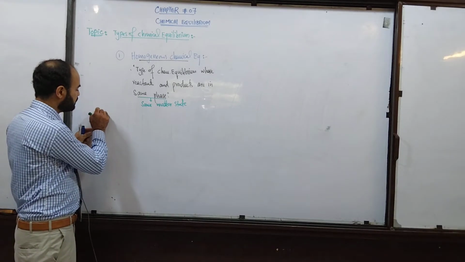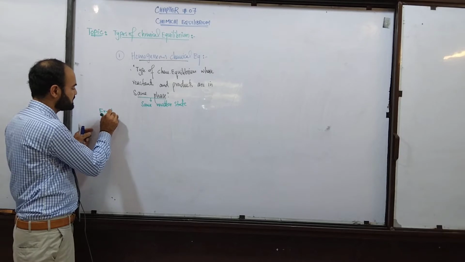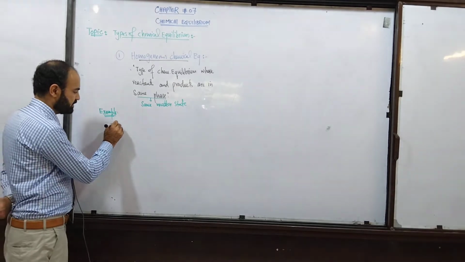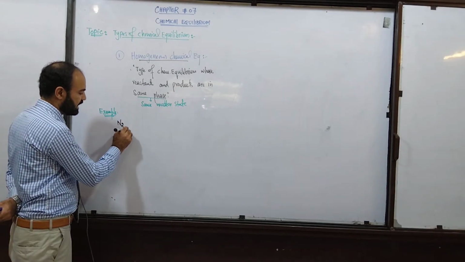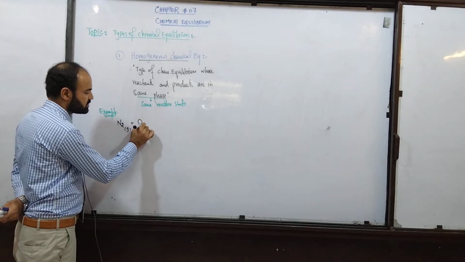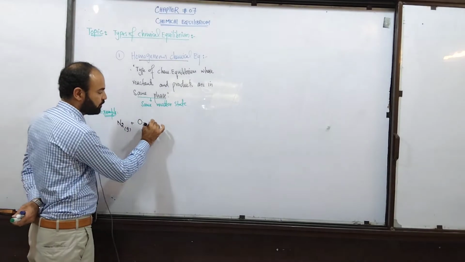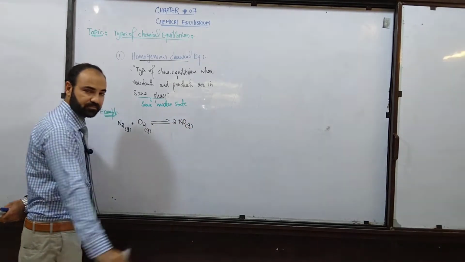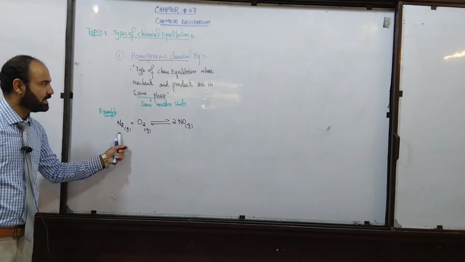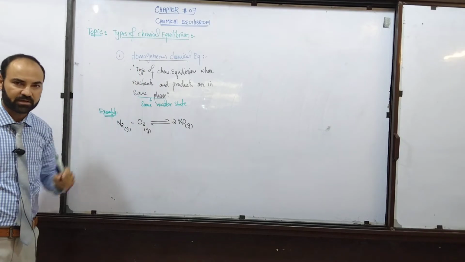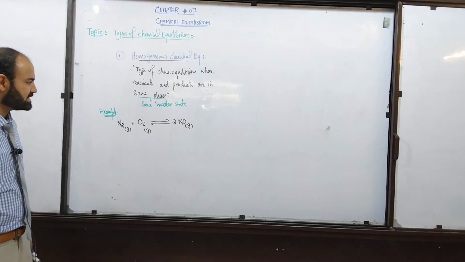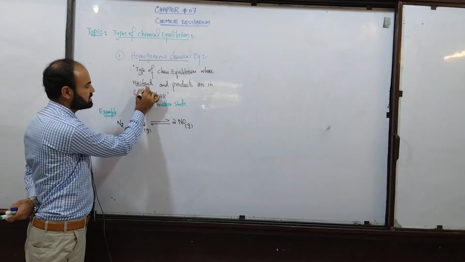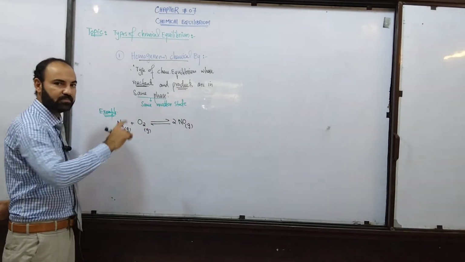Let us take a few examples of homogeneous chemical equilibrium. Number one: nitrogen in the gas state reacts with oxygen in the gas state and forms 2 moles of nitric oxide in the gas state. That is an example of homogeneous chemical dynamic equilibrium. Why do I call this homogeneous dynamic equilibrium? Because the reactants and the products are in the same phase, in the same matter state.